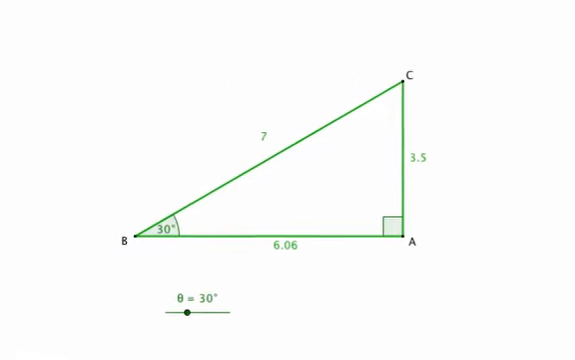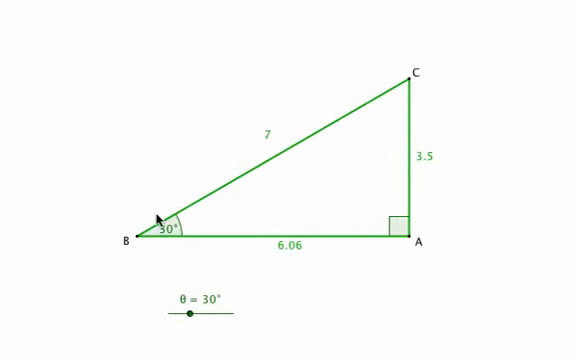What I want you to focus on for now is just look at this triangle here. It's a right-angled triangle, as you can see. It has a base of 6.06 units, a height of 3.5 and a hypotenuse of 7. At the moment the angle down there is 30, and we're going to use the Greek letter theta to represent the angle that we're looking at down here, which at the moment, as I said, is 30 degrees.